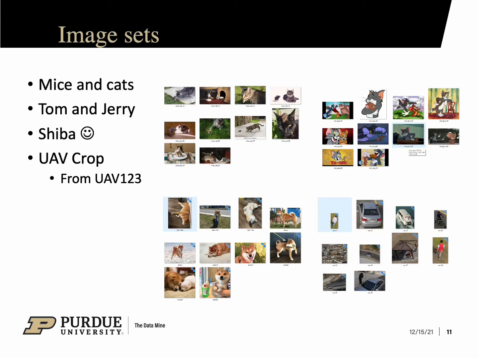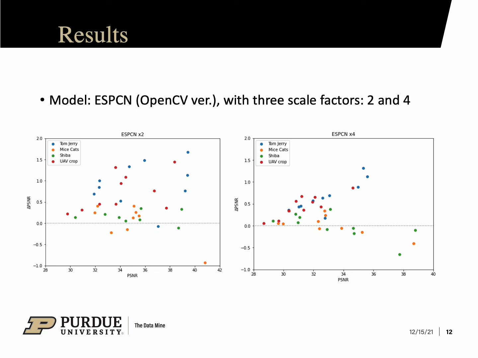So now we try on different image set. The image set here I'm using mice and cat and Tom and Jerry because they are different objects but still mice and cat. And I'm using UAV crop as another image because Viasat is a satellite company, so I'm using some high altitude image here. And here is some result running scale factor of 2 and 4.